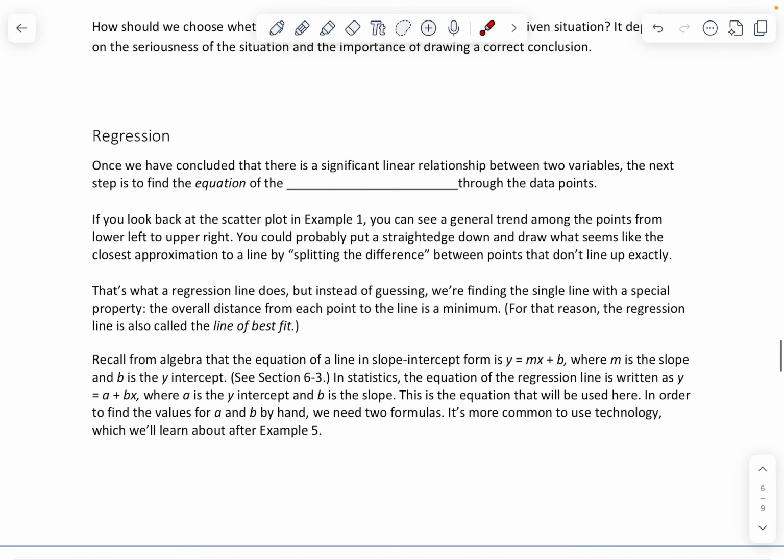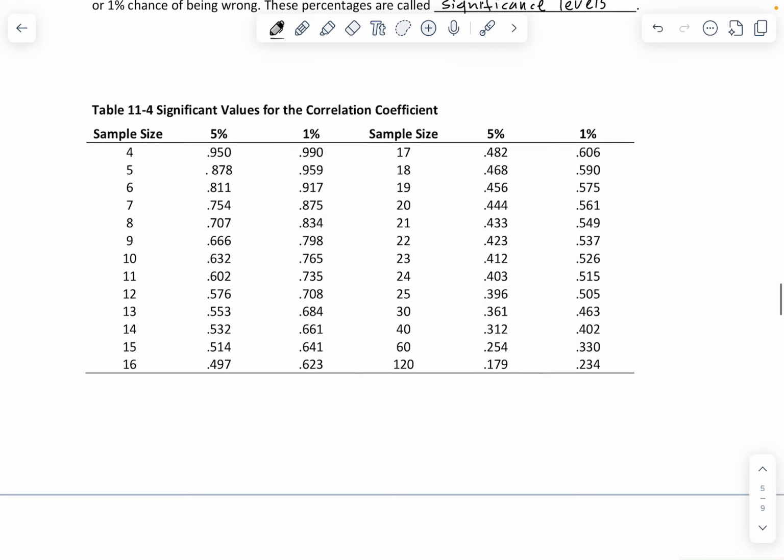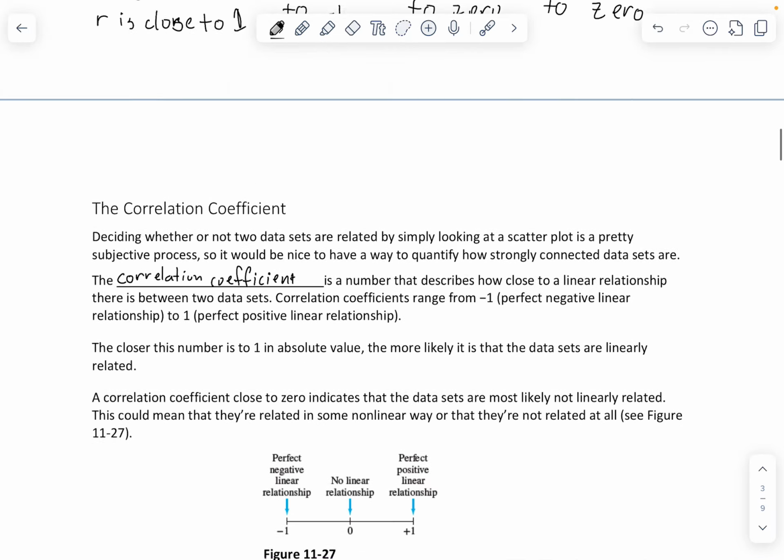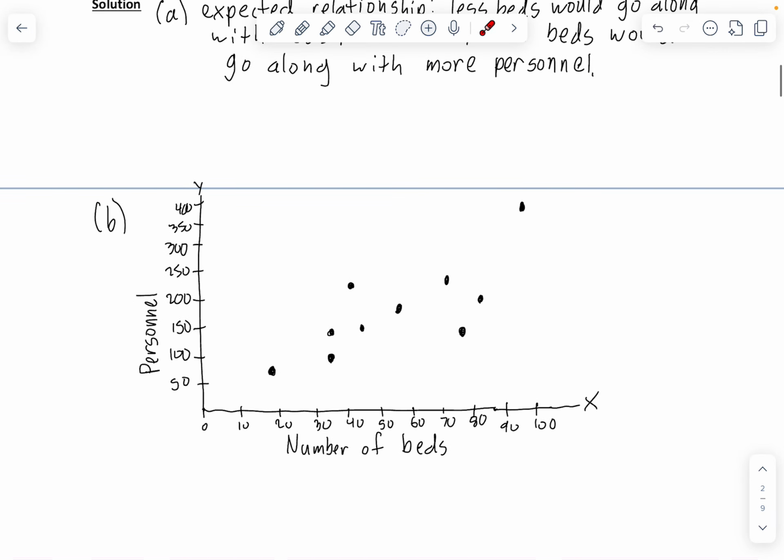Okay, moving on to our next topic. Once we have concluded that there is a significant linear relationship between two variables, the next step is to find the equation of what we call the regression line through the data points. If you look back at the scatter plot in example 1, let's just go back there real quick. Here's the scatter plot we made back in example 1, right? Kind of take note of that.